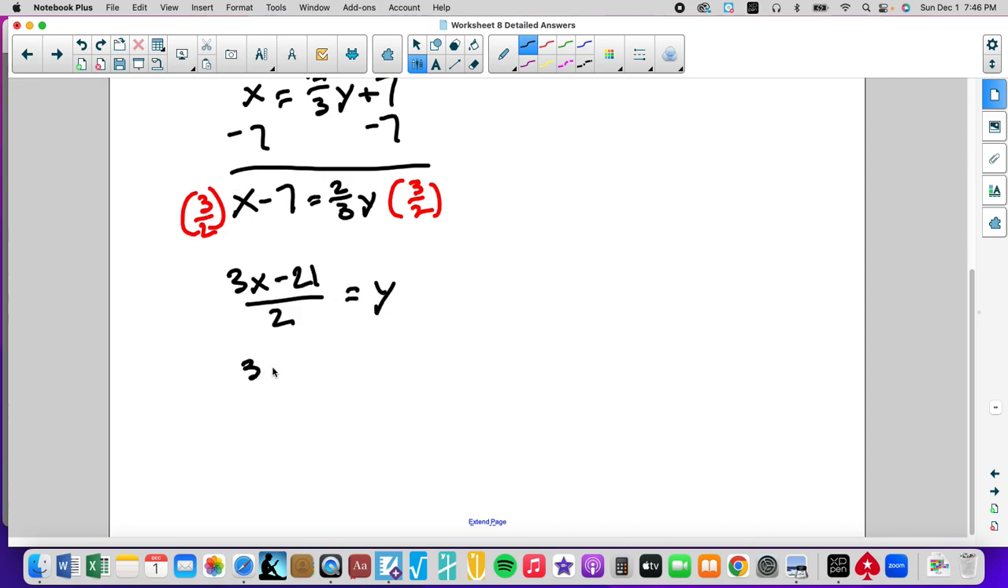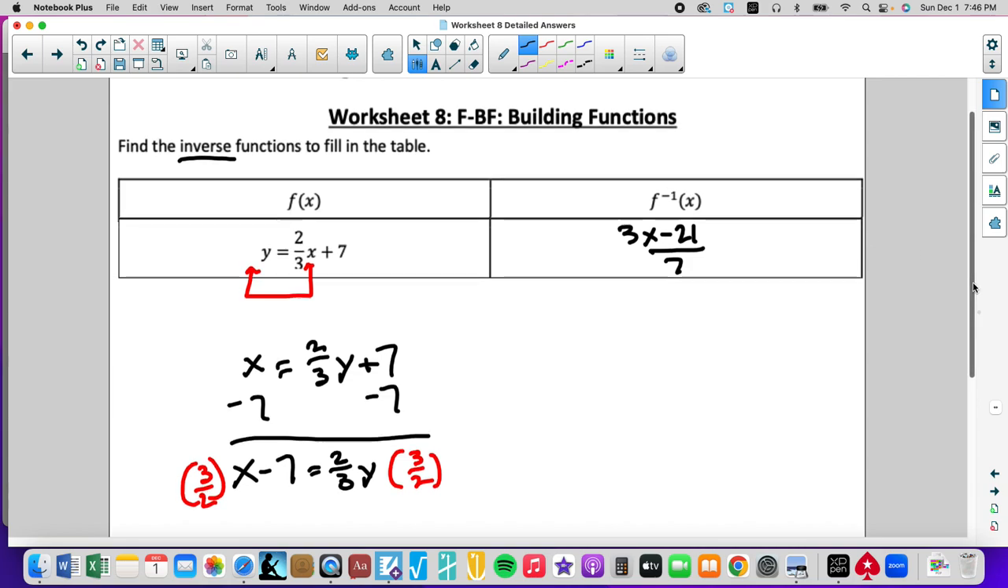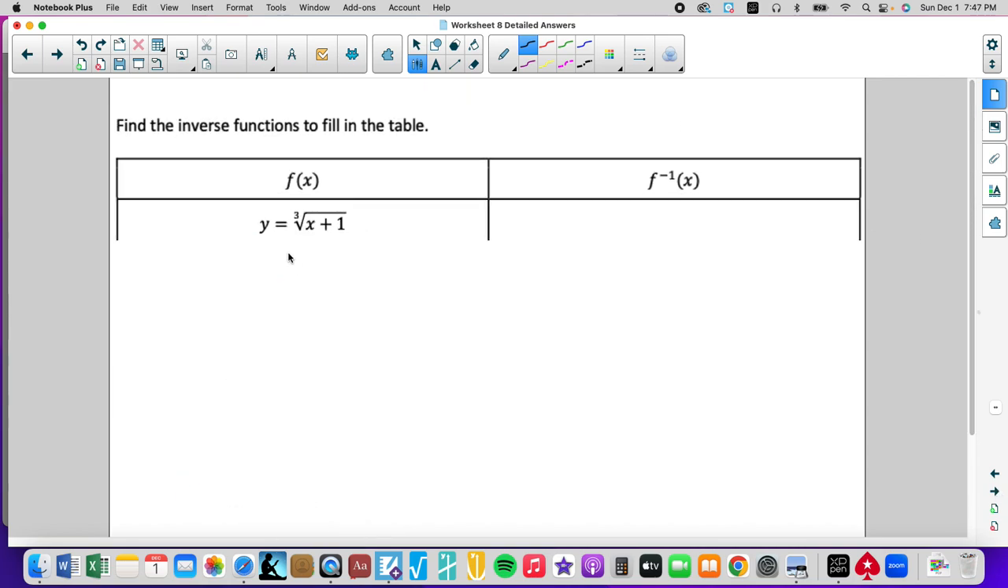You can have 3x over 2 minus 21 over 2 equals y, or f of, so this is our f of -1. So you can have 3x minus 21 over 2 is our f to the -1 of x. Yeah, it's the inverse. Look at that.